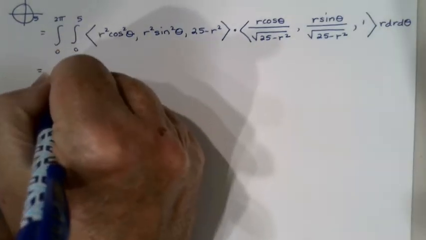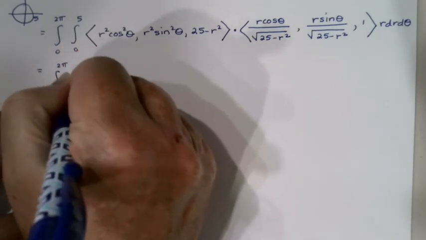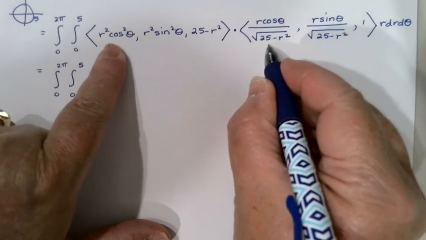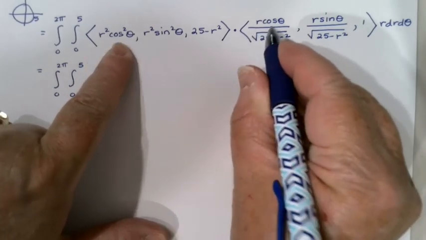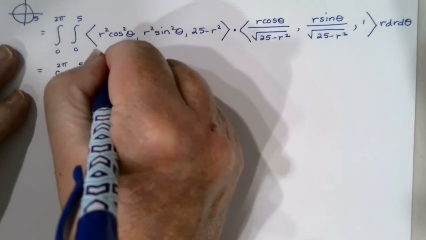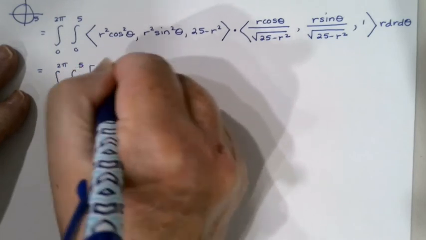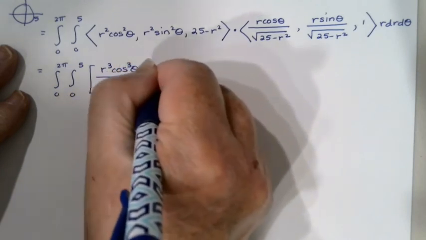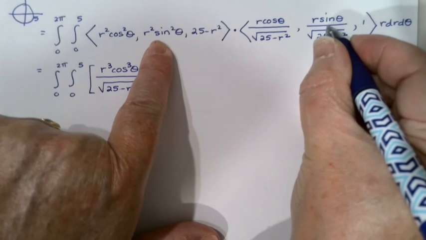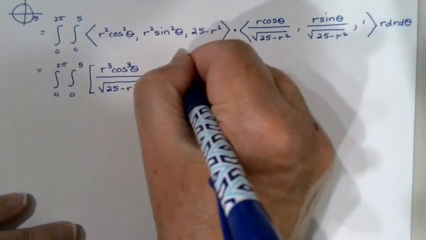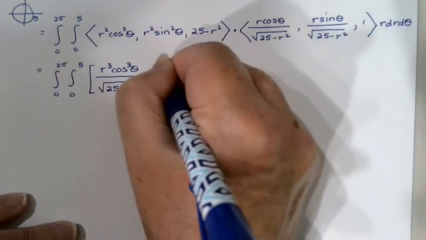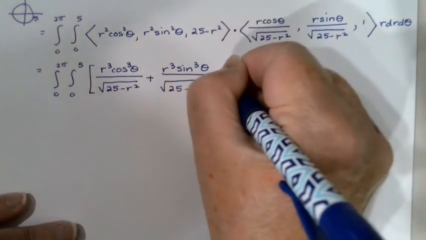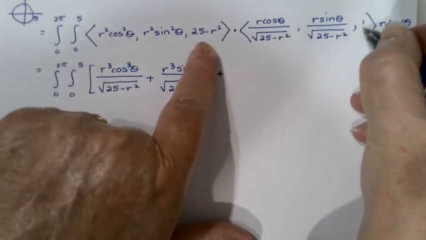So we've got our integral 0 to 2 pi and our integral 0 to 5. And I'm going to create my dot product now. Multiplying these first ones is going to give me r cubed cos cubed theta over the square root of 25 minus r squared. The second one would be an r cubed sine cubed theta over the square root of 25 minus r squared. And then finally I would have a plus 25 minus r squared.